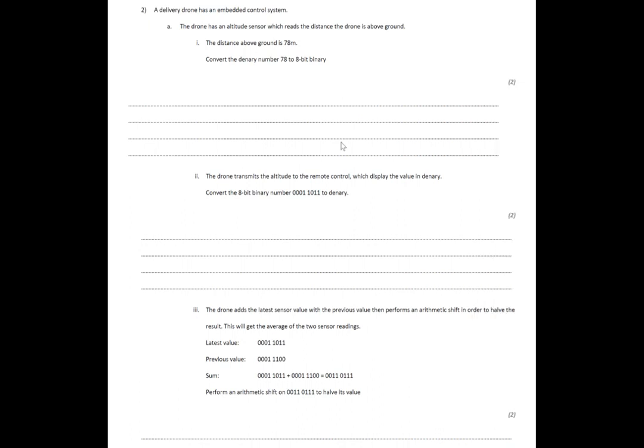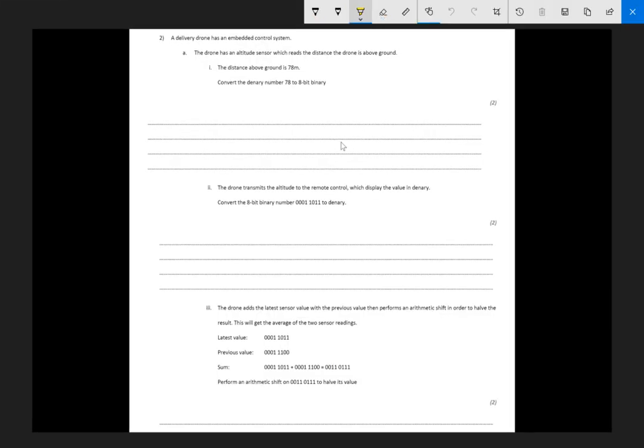So let's just get a highlighter. Okay, so a delivery drone has an embedded control system. That just means a computer inside the drone that controls how it works. A single purpose computer only does one thing. The drone has an altitude sensor. Altitude means how high above the ground you are, and it says it reads the distance the drone is above the ground. At this particular moment in time, the distance above the ground is 78 meters, and we have to convert the denary number 78 to 8-bit binary.